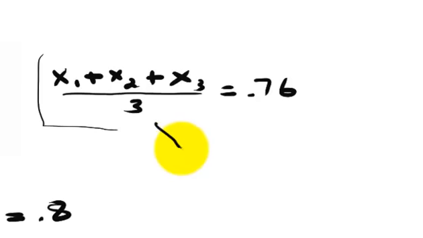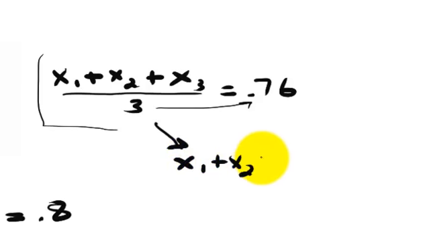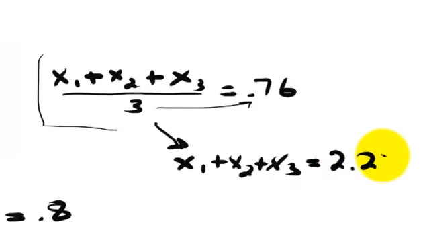Because what happens when we multiply the 3 over to the other side? You're going to get x1 plus x2 plus x3 equals, and then in your calculator do 3 times 0.76, and you'll get 2.28. So that means when you add up the first 3 exam scores as a decimal, you'll get this.